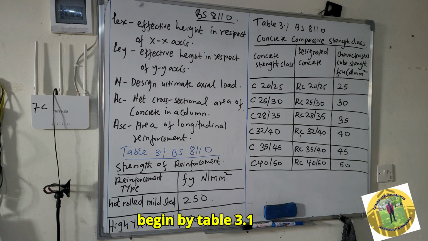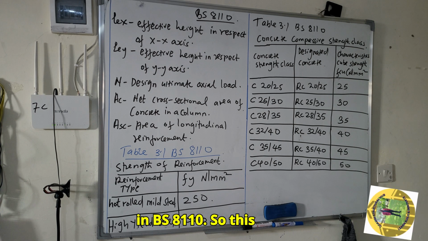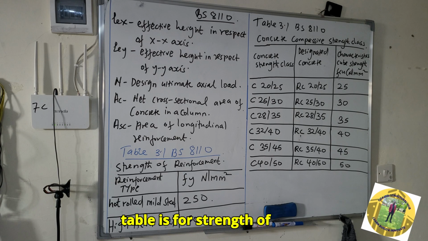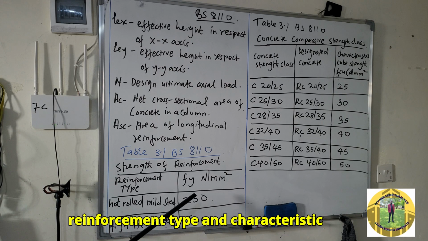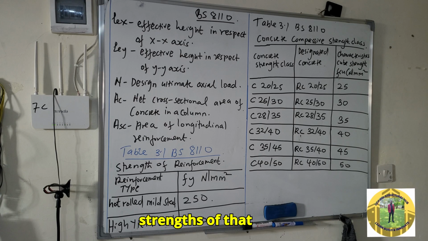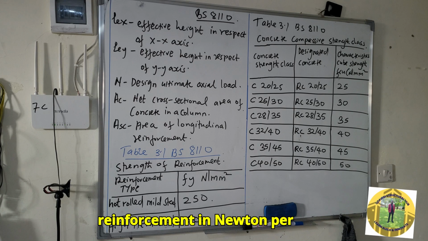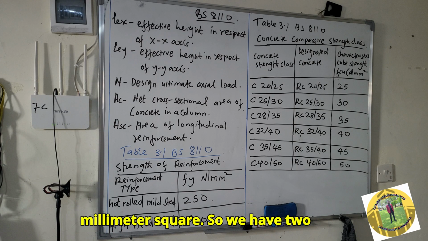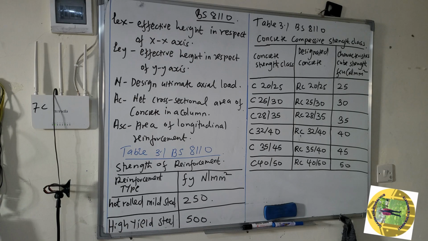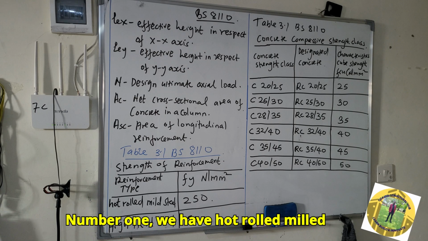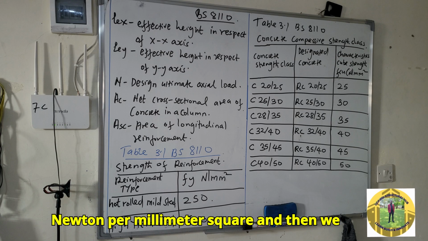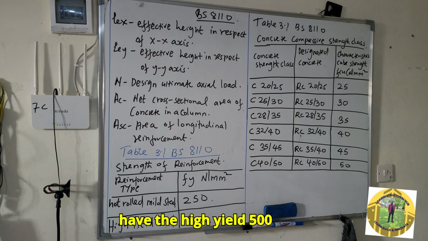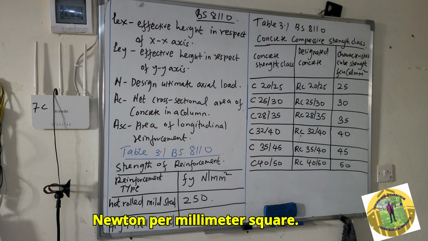I will begin with table 3.1 in BS 8110. This table is for strength of reinforcement. So we have reinforcement type and characteristic strengths of that reinforcement in Newton per millimeter square. We have two different types of reinforcement. Number one, hot rolled mild steel, whose strength is 250 Newton per millimeter square. And then we have the high yield, 500 Newton per millimeter square.